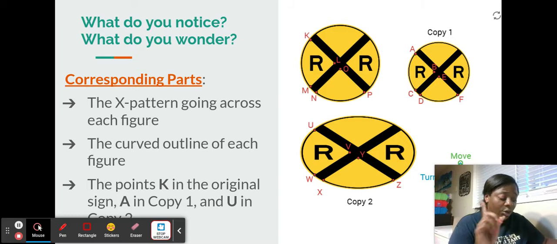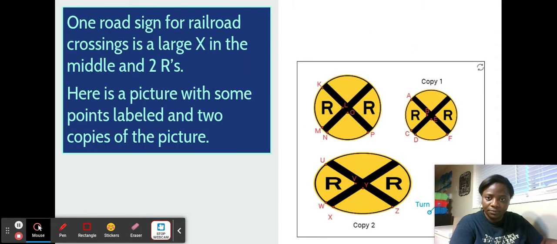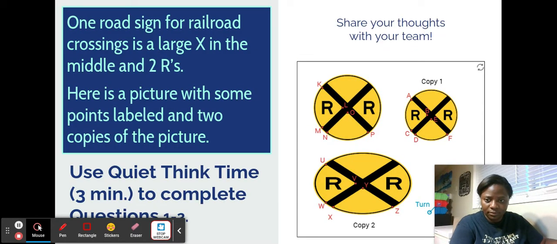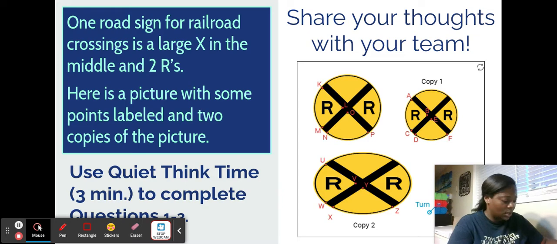So what I want you to do is finish out question number 1. And then I want you to go down and do question number 2, which is asking which one of these copies are scale copies of the original and why. Let's give you 3 minutes. Hey Siri, can I get a 3-minute timer? 3 minutes, starting now.